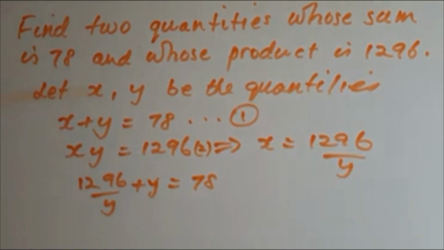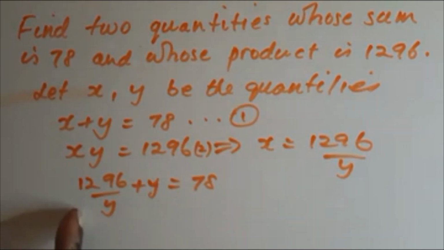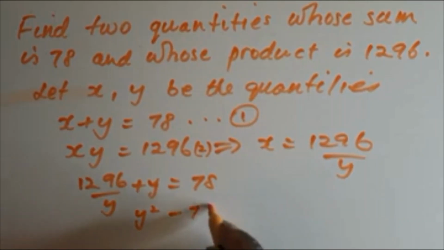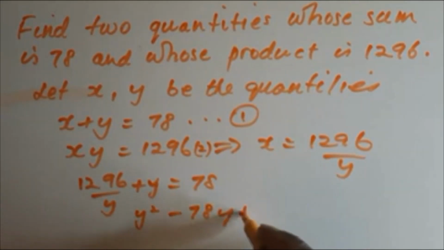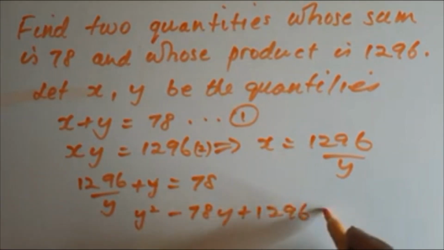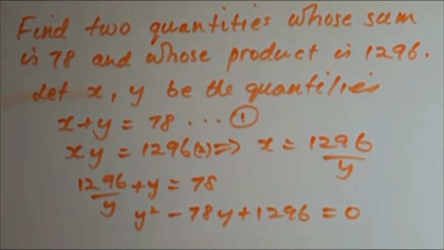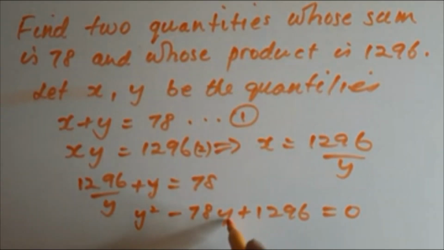If we rearrange this and also add this quantity to this quantity, we have the quadratic y squared minus 78y plus 1296 is equal to 0. Now we need to solve this quadratic.